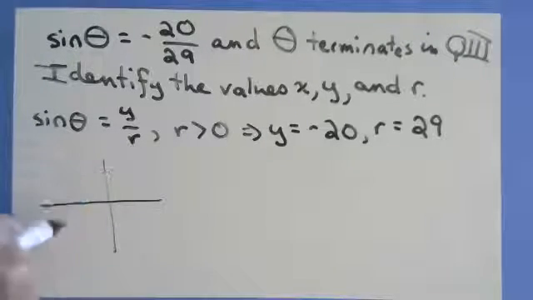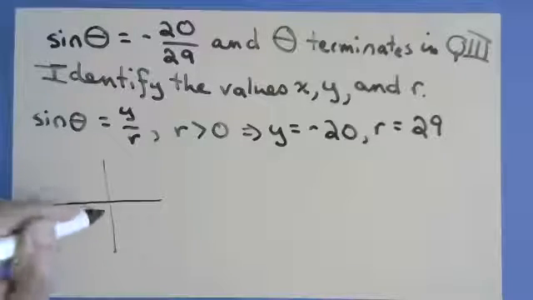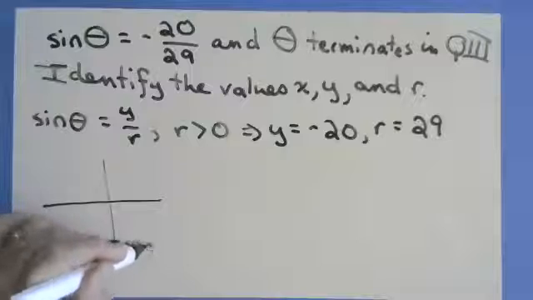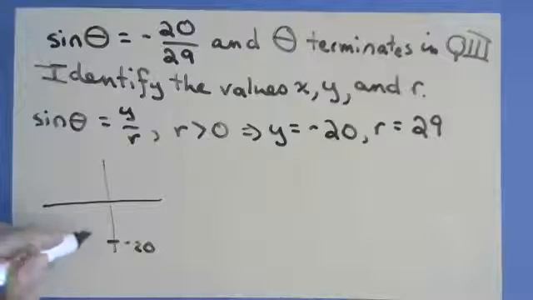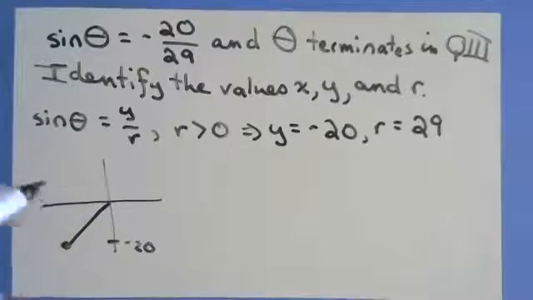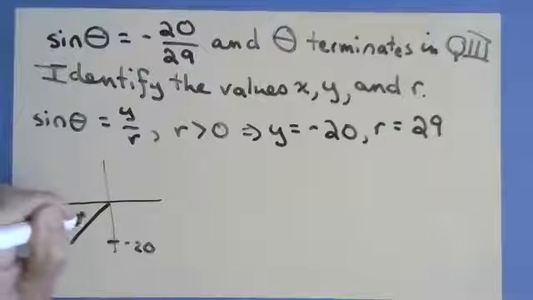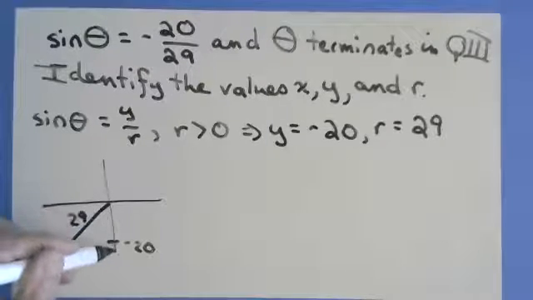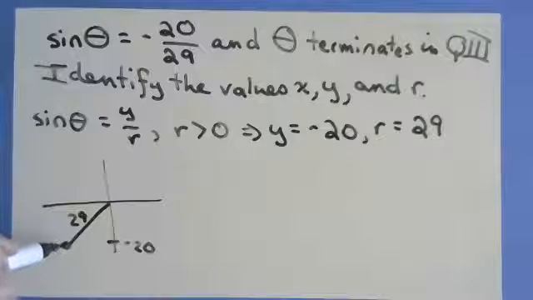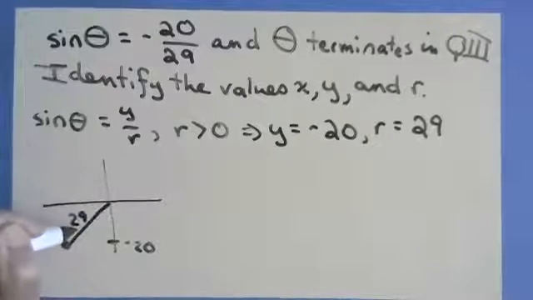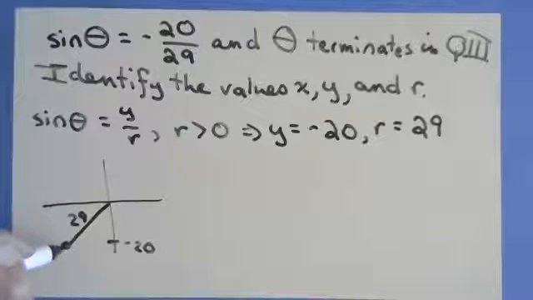So here is our coordinate plane. We know this is quadrant 3 down here. If y is negative 20 and our angle terminates in quadrant 3, we know that the point has to be in quadrant 3 someplace. And so we know that this distance is 29, and we know this vertical distance is 20 in the negative direction. So that confirms our angle is terminating in quadrant 3, and that puts our y value to be negative.